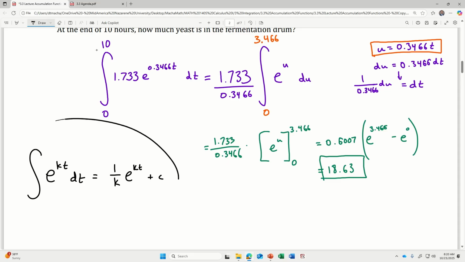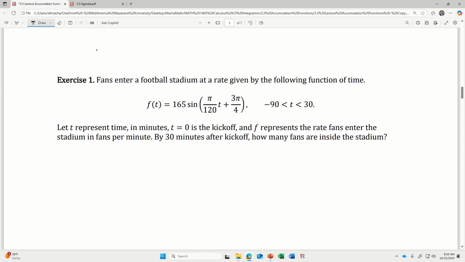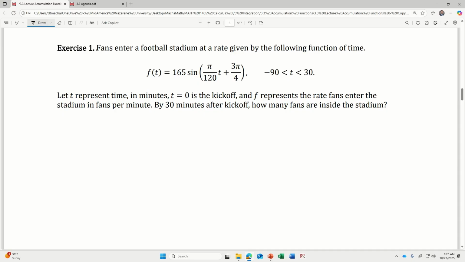And if you know this, then you don't have to do the substitution part. If you know that antiderivative, you just do e to the 0.3466 t, and then also divide by 0.3466, like that little rule says. So you get the hang of these things. You sort of figure out which problems you need to write out the full U substitution for and which ones you can just eyeball. Everything takes practice.